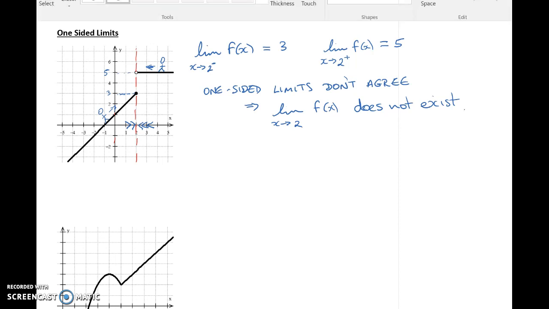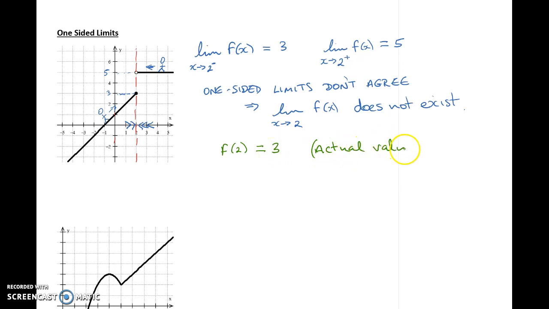Just as a side note, you should be able to tell that the actual value of this function when x is 2 is 3. So f of 2 equals 3. The actual value is given by the solid dot. So this is stuff that we learned previously, and hopefully this is just a quick refresher for you. There is your solid dot, so that's the value of the function. So that's the first example, and we'll go ahead now and look at the second example.